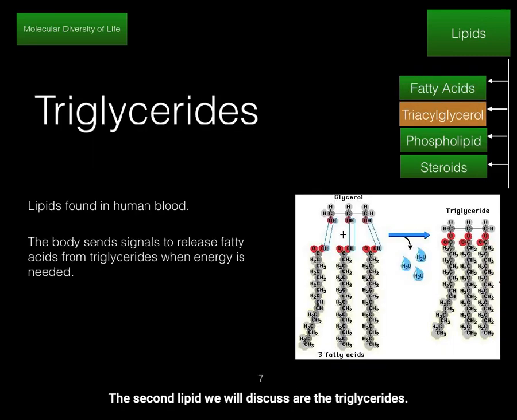The second lipid we will discuss are the triglycerides. These are lipids found in human blood. The brain sends chemical signals to release fatty acids from glycerol through hydrolysis reactions when energy is needed. The figure on the slide shows the dehydration reaction resulting in the formation of a triglyceride from glycerol. Remember that all chemical reactions are reversible, so to release the fatty acids, a hydrolysis reaction is necessary.